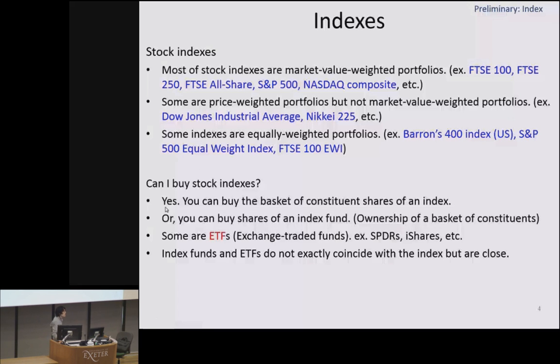But you might say, well, yeah, if I'm a millionaire, I can buy 500 different stocks, but I've got only 500 pounds for the investment purpose. I cannot buy 500 different companies. But no problem. In that case, you can buy an index fund for S&P 500.